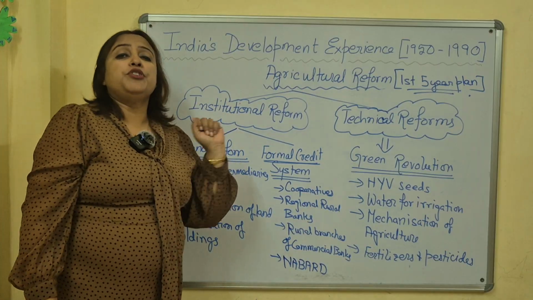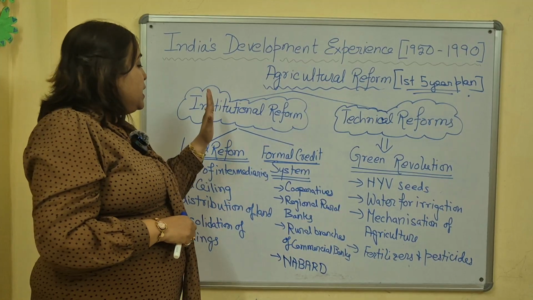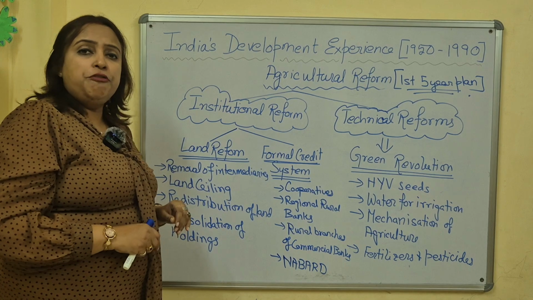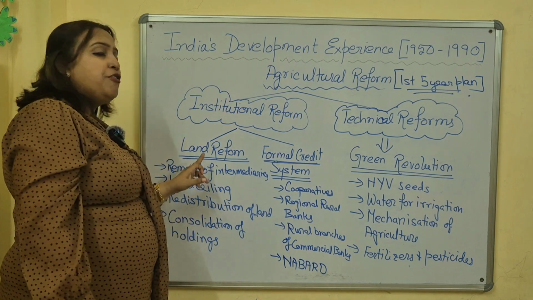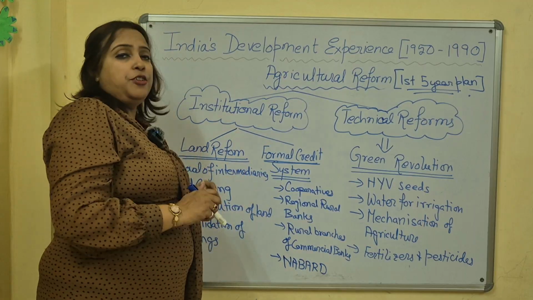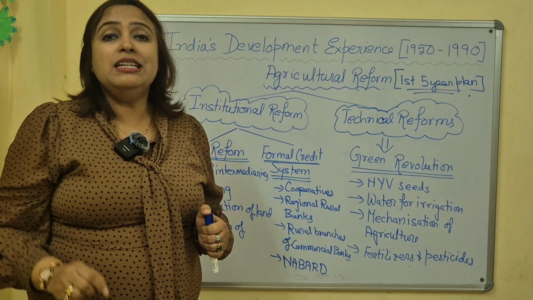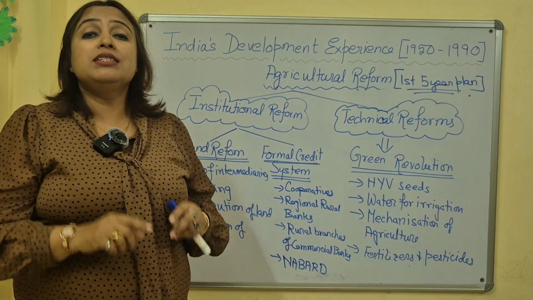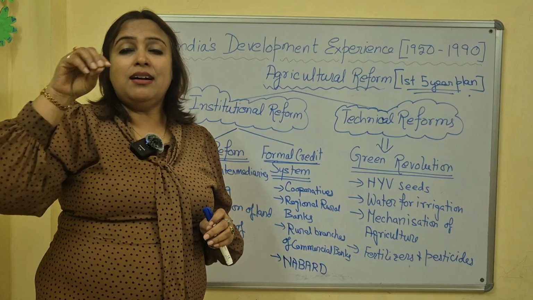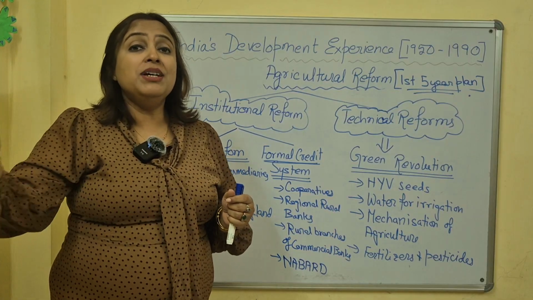So, institutional reform. Agricultural reform was classified into 2 parts: institutional reform and technical reform. Institutional reform entails land reform and formal credit system. What is land reform? The greatest reason for agricultural stagnation in India during the British rule was the land settlement system, where the Britishers put these raiyatwars, zamindars, and other kinds of landlords in order to collect the revenue from the tillers of the soil.